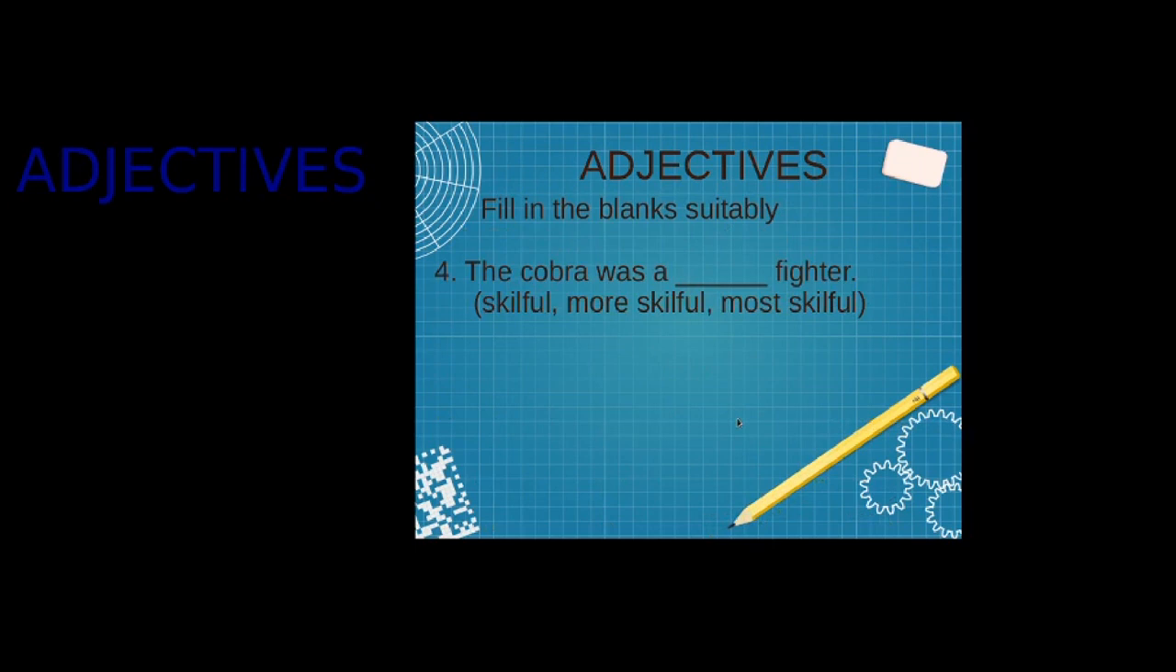Next one, the cobra was a dash fighter. Very easy now, right? Yes, what was your answer? Skillful. Why? Why positive? Because the cobra is not compared to any other animal. It only tells us about the skill of the cobra.